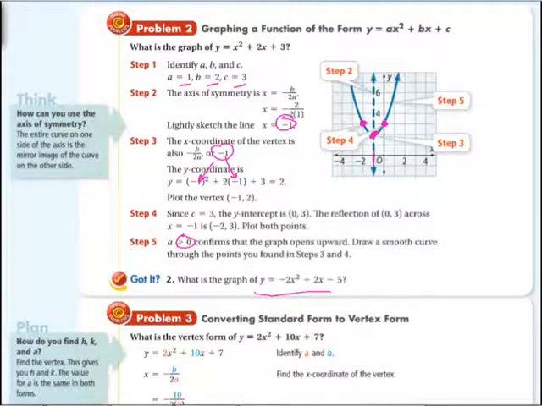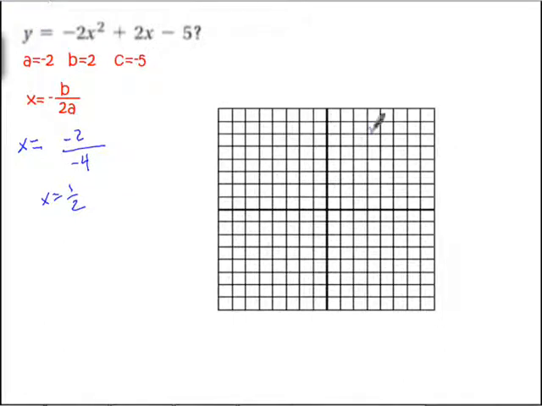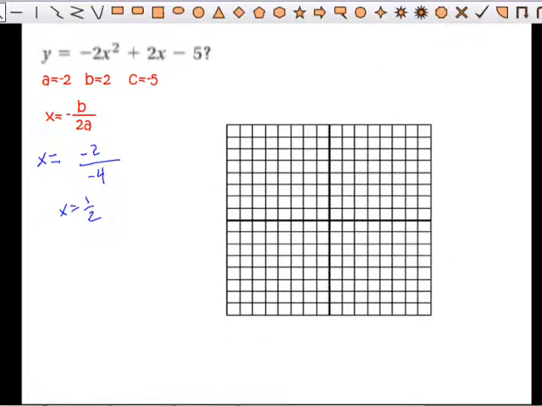Pause the video now. All right, the first thing, I've moved this to a different page so we can see everything on a grander scale. I've identified A, B, and C, and I'm reminding myself that x equals negative b over 2a. So let's find x first. I have x equals the opposite of b, which is negative 2, over 2 times a. Well, a is negative 2, so 2 times that is negative 4. So x equals 1/2. Now we know that the axis of symmetry is at positive 1/2.